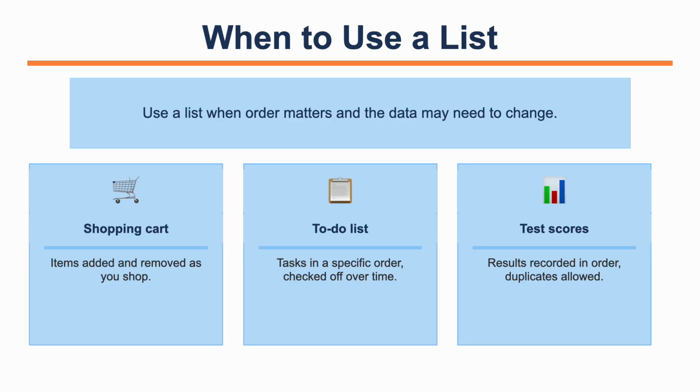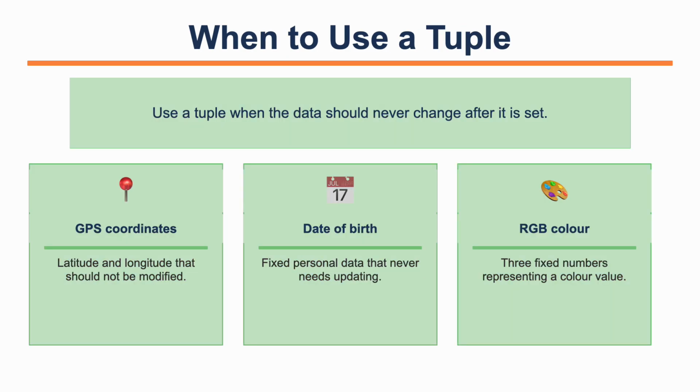Now that we have covered all 3 types, it is time to talk about when to use each one. Let's start with the list. Choose a list when the order of your items matters and the data might change. A shopping cart is a good fit because you add and remove items as you browse. A ranked list of results or a record of scores in order are also good examples where a list makes sense.